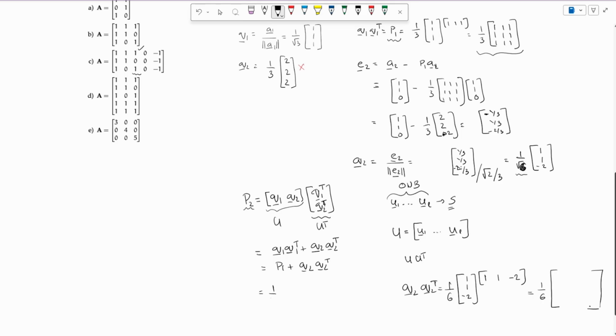And P1 we know is 1 by 3, 1, 1, 1, 1, 1, 1, 1. We'll simply have to add Q2 transpose here. It shall be 1 by 6. You need to tell me what the elements will be.